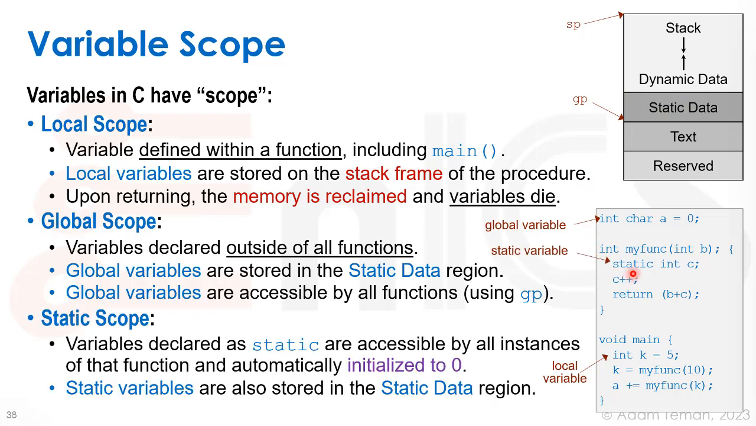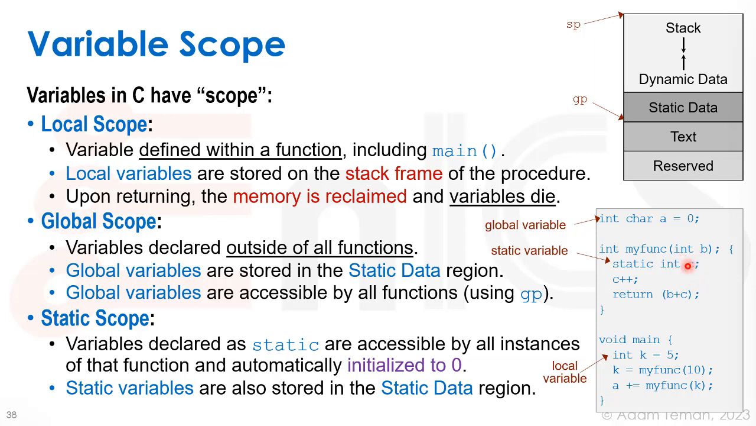And we also have something called static scope. So when we use the static keyword over here when defining a variable inside a function, what that means is that the scope of this variable C is local to this function. So anytime we call myfunc, it's going to be able to use the same variable C that was there before. And that's very useful. It's like a family of functions over here.